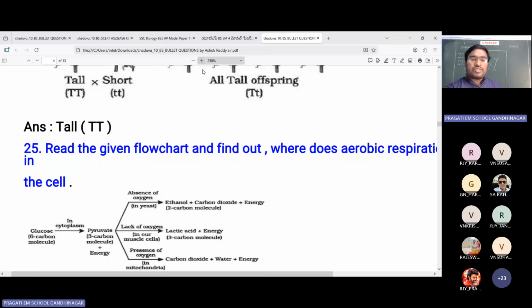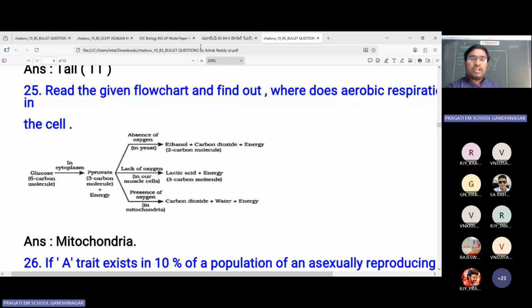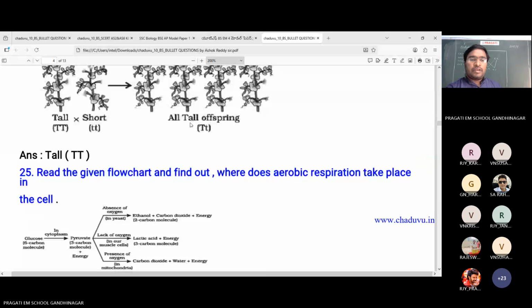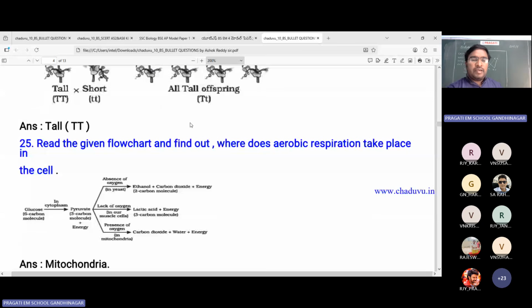Children, one more important question. Read the flow chart and say where aerobic respiration takes place. 25th question, children. Please practice this flow chart. This is also a very, very important flow chart. See how the 6-carbon glucose molecule converts into pyruvate. After that, in the presence of oxygen, in yeast, in muscle cells, in mitochondria, how it changes into other products. This is a very, very important flow chart.